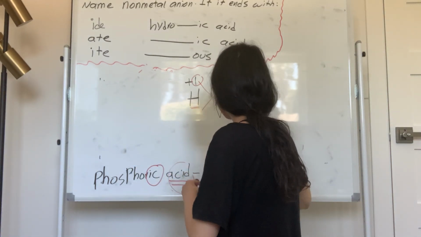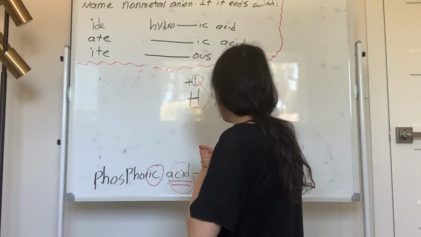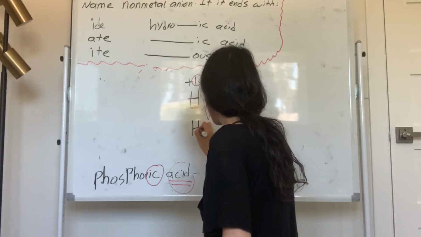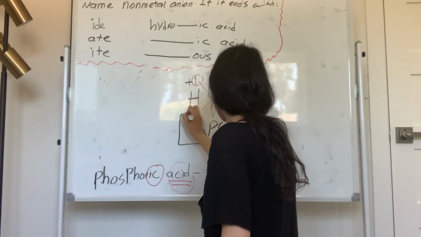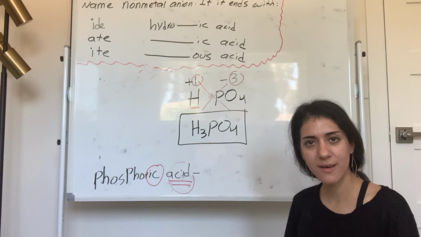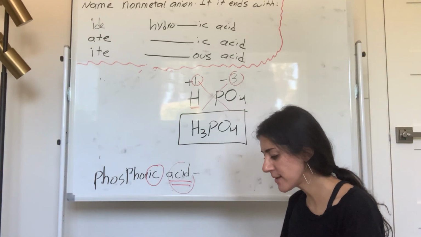So when we balance the charges, we don't write the 1, right? What I end up with is H3PO4. H3PO4. Okay. Now, let's quickly summarize acid.